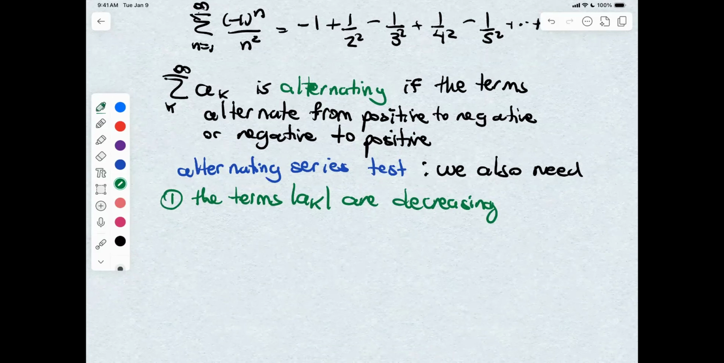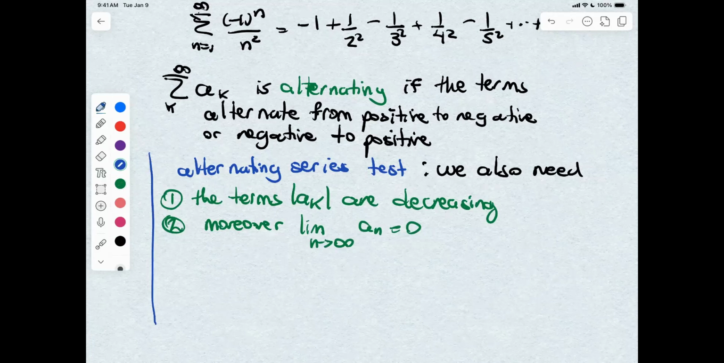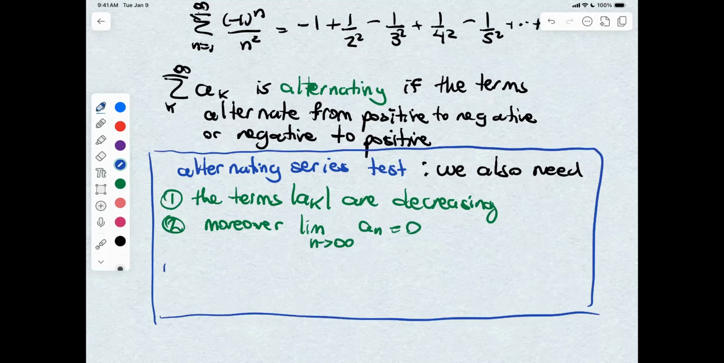the nth term test. If you remember, for a series to converge at infinity, the terms that you're adding have to be going to 0. So moreover, the limit as n goes to infinity of a sub n equals 0. So if those two things happen and the series is alternating, then the alternating series test says the series converges.